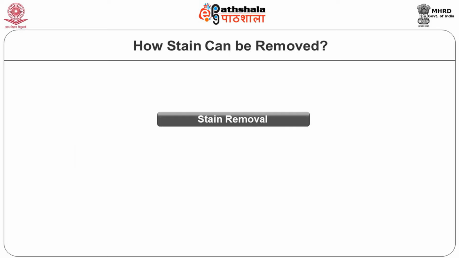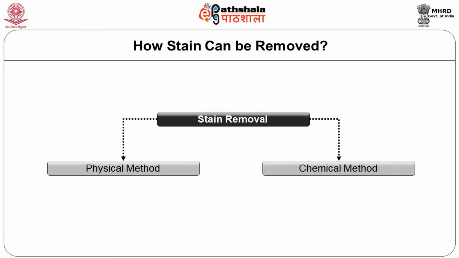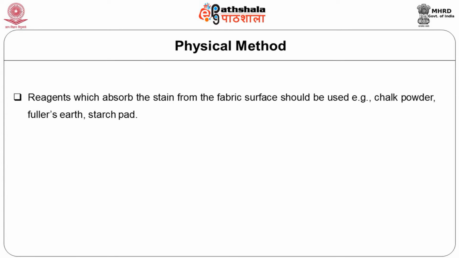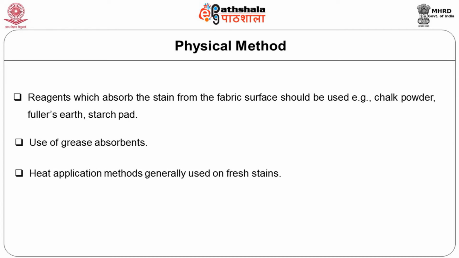Now, I am going to discuss how stains can be removed. This can be done by two methods. The first one is the physical method, the next one is the chemical method. In the physical method, reagents that absorb the stain from the fabric surface should be used, for example chalk powder, fillers, earth, starch pad. Second, grease absorbents can be used. Third, the heat application method is generally used on fresh stains.